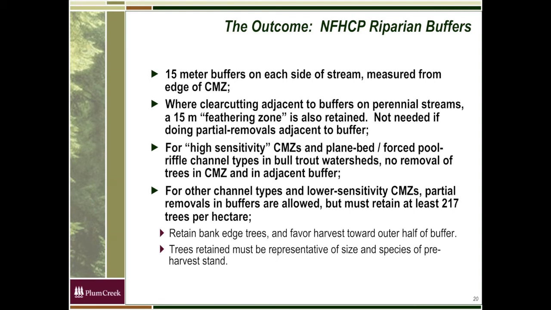we use a variety of buffer prescriptions, all discussed there. You can see those on the CD. But we must retain at least 217 trees per hectare. That's partial cut in those buffers. Now that for us, the rule is 88 trees per acre, so that comes out to 217 trees per hectare. And the removal that we can take are only trees over 20 centimeters in size. So we retain the bank edge trees, of course, and favor harvest towards the outer half of the buffer. And the trees retained must be representative of the size and species of the pre-harvest stand.